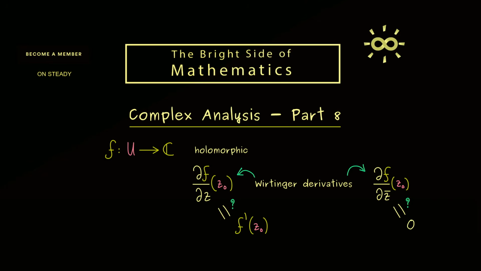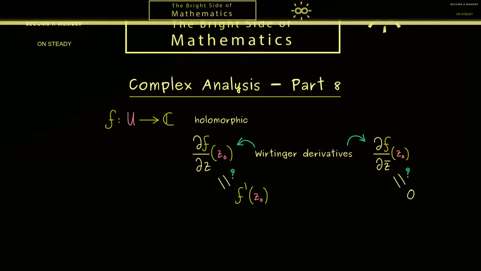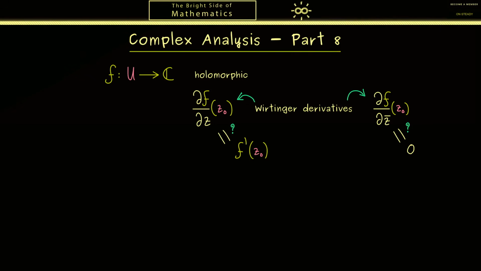Therefore, let's first concentrate on the Wirtinger derivative on the left hand side, df dz. Now, to make our life a little bit easier, let's write x plus iy instead of the point z0. So this means this is the complex derivative of f at the given point. Hence, it's just another complex number which we can write as a plus ib.